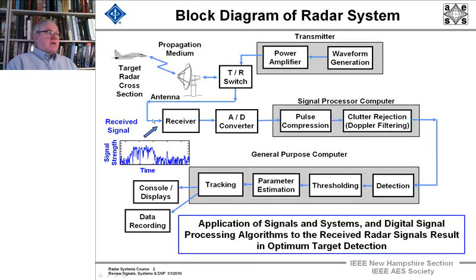And here we see what that analog signal strength coming in, the echo, looks like. This is probably the noise background, and here's the backscatter from a rain cloud, and here's a target. Probably it's a significant amount above the noise background. Okay, we apply signals and systems and digital signal processing on the received signals, with the hope of implementing optimum target detection, the best that can be done.